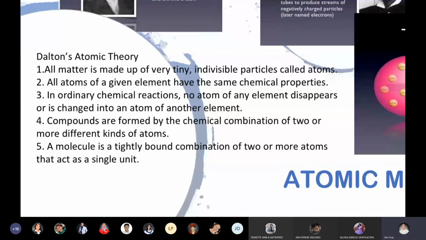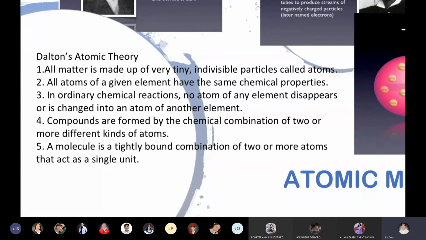Now, everything you can find in your periodic table, no? Those are different atoms that correspond to different chemical properties. They correspond to different elements, no? So, yan. So, the third postulate of Dalton is number 3. In ordinary chemical reactions, no atom of any element disappears or is changed from one atom to another, no?